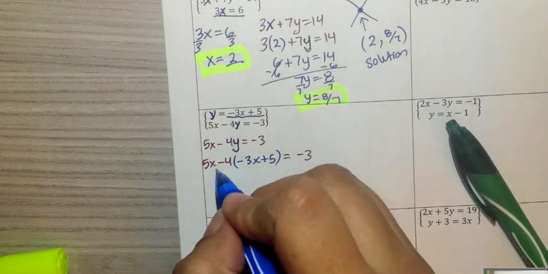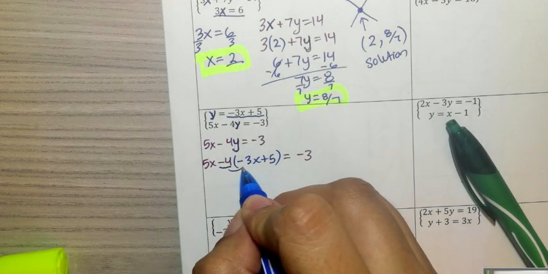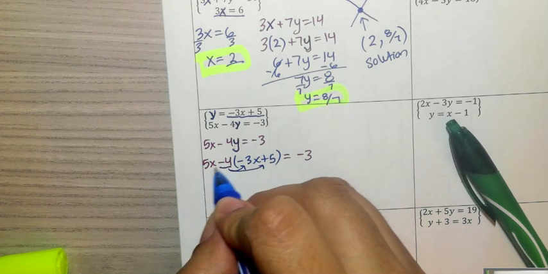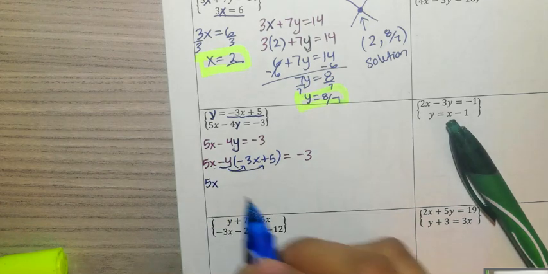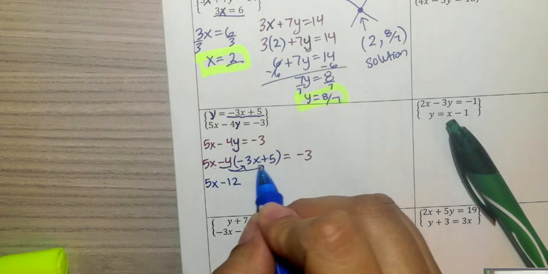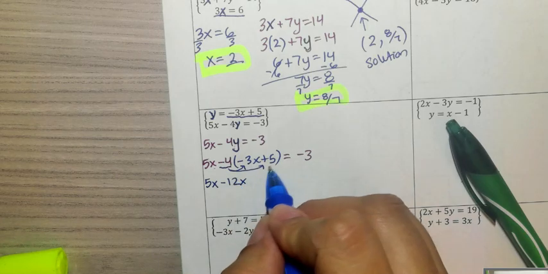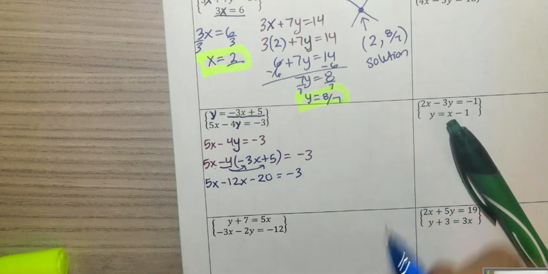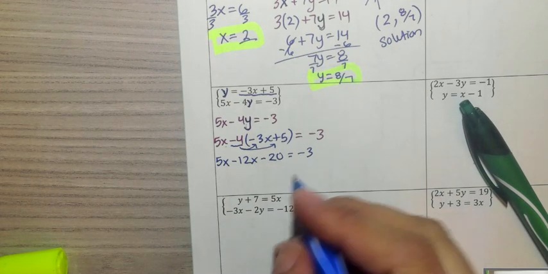Now we solve. So practice distributing that -4 times -3, -4 times 5. This 5x is not going to be distributed, so we just write 5x. -4 times -3 is -12, -12x, because that's a 3x. -4 times 5 is -20, and then -3. So now we keep solving until we get what x equals.